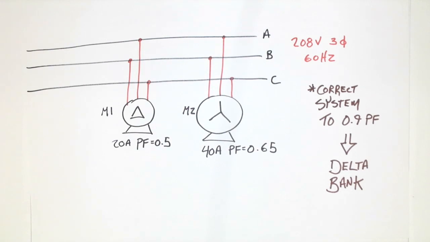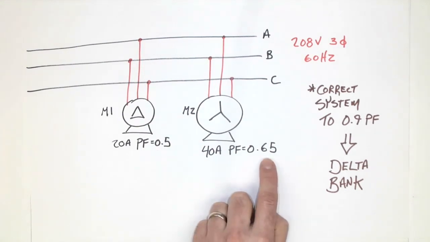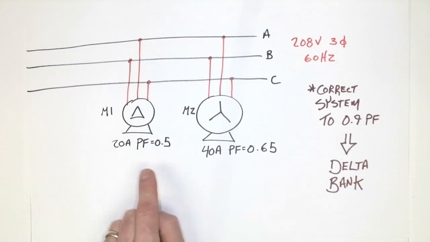They're both connected to a 208 three-phase 60 Hertz system. One's got a power factor of 0.5, one's got a power factor of 0.65, both fairly low. One's a 20 amp motor, one's a 40 amp motor, and we want to correct the system to 0.9 power factor with a delta capacitive bank.